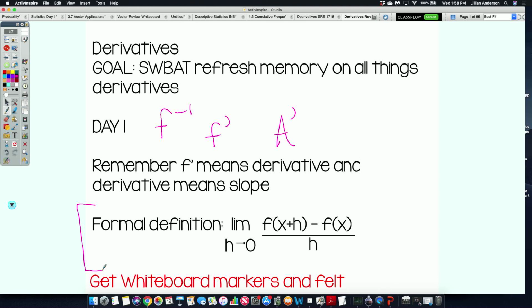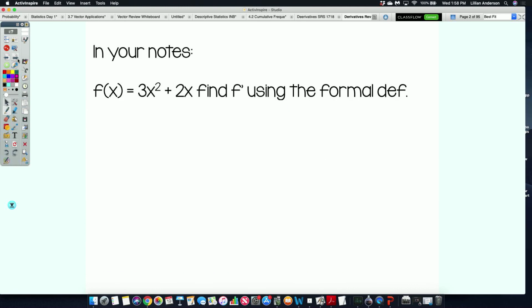Okay? So, we're going to do just one example using the formal definition of a derivative. Just to refresh your memory on how it's used, but from there we'll start going over all of the rules. So this one I do want you guys to get down into your notes.